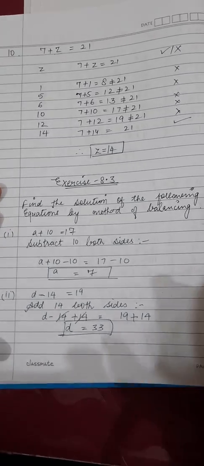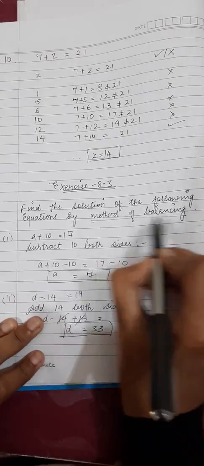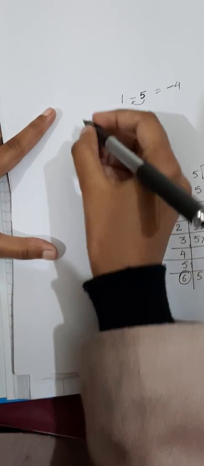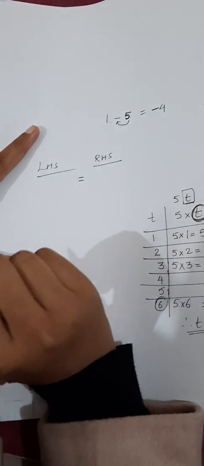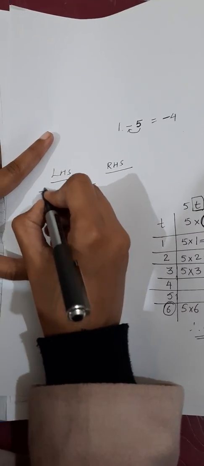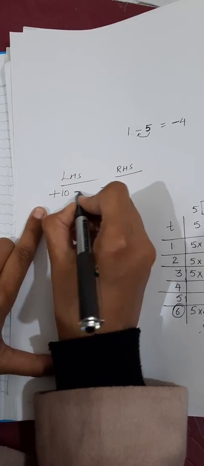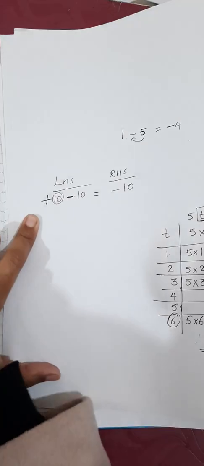Now the next is exercise 8.3, in which you have to find the solution by the method of balancing. Now what is the meaning of this method of balancing? Balancing means, if this is the left hand side and this is the right hand side, and in between the equals sign is there. If I am having plus 10, then to eradicate this plus 10, I am going to take the opposite sign. The opposite sign of plus is minus, and the same number, minus 10. The same minus 10 I am going to do on the right side.